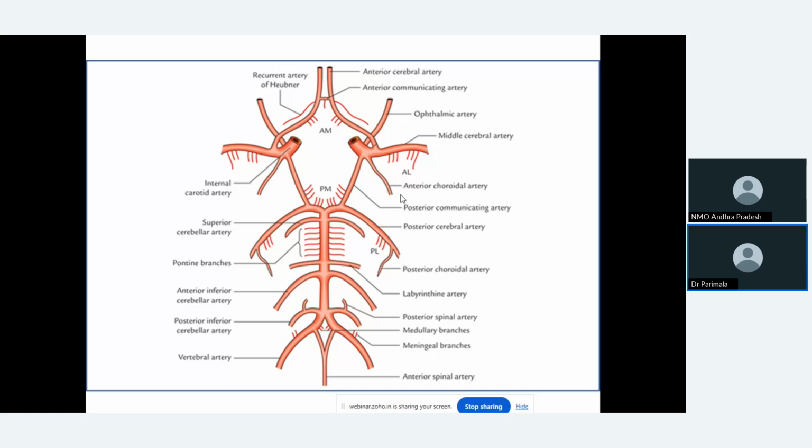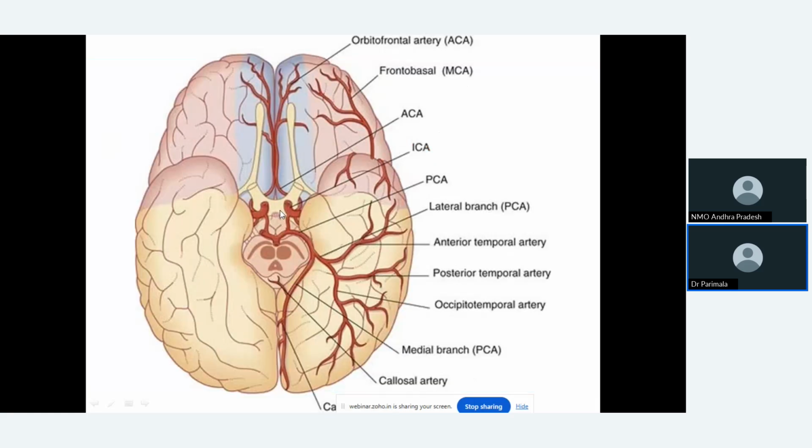Cortical branches supply the functional areas of the brain. Central branches supply the intracerebral nuclei. Choroidal branches form choroid plexus and are responsible for production of the CSF. So I have told you about the distribution of circle of Willis. Right?